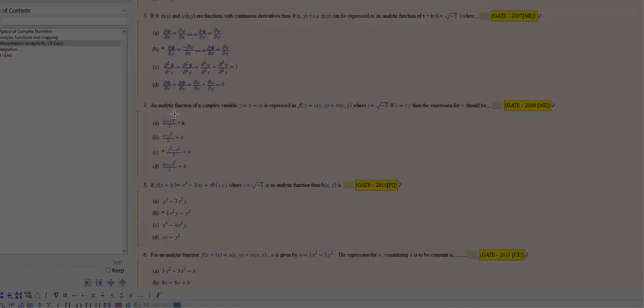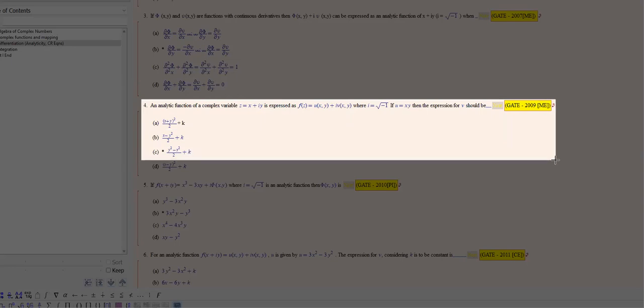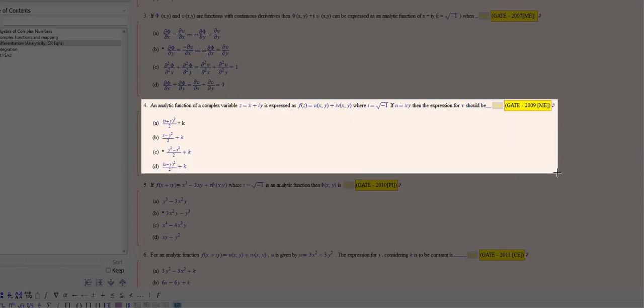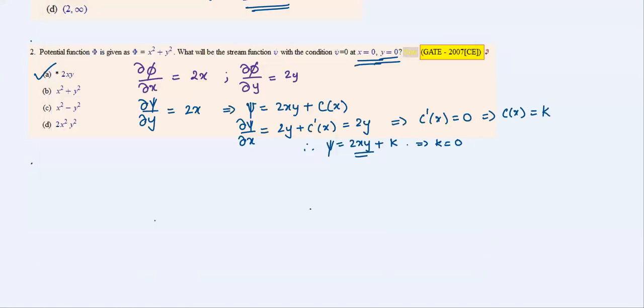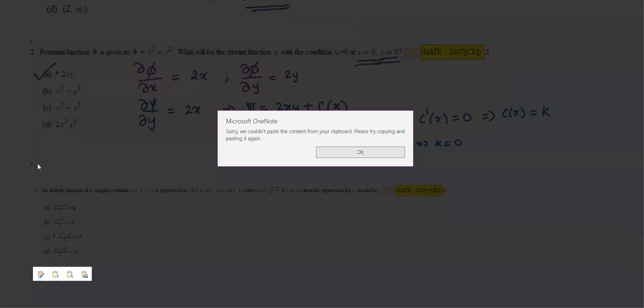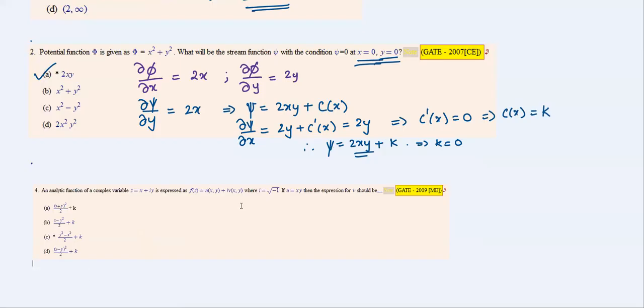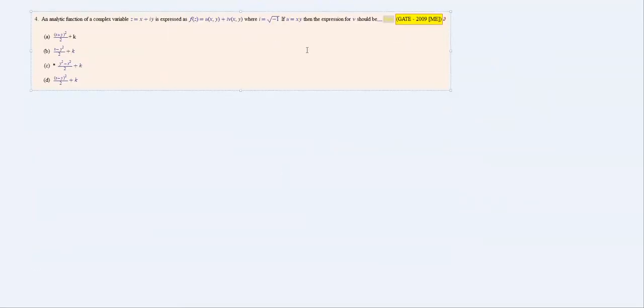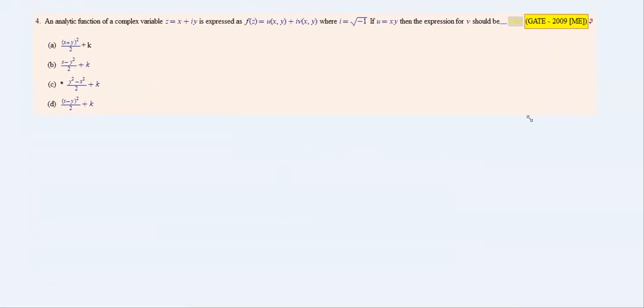Okay, this one is direct. I'll not look into this. So many problems on Cauchy-Riemann equations.